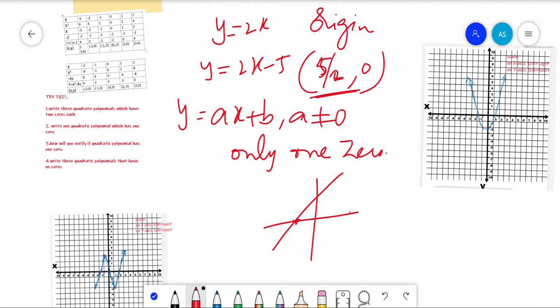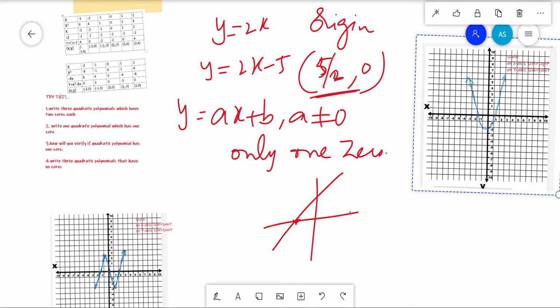Okay, next, coming to the graphs of quadratic polynomials.